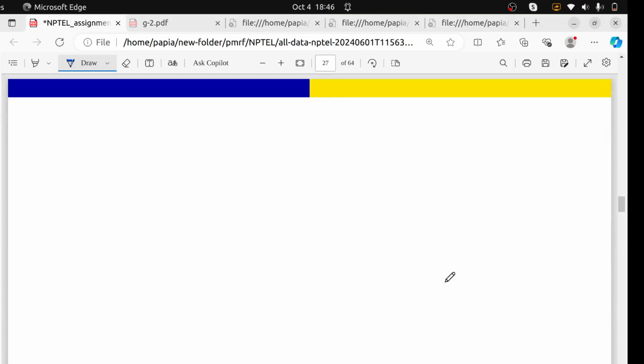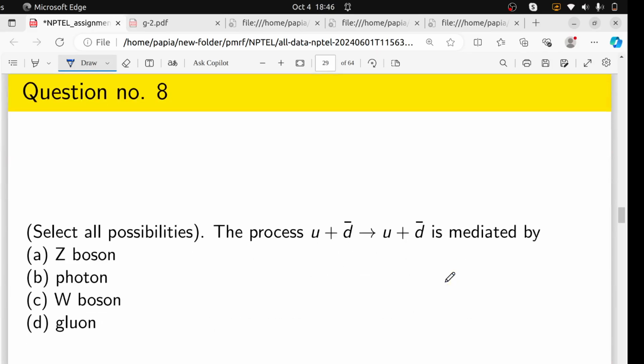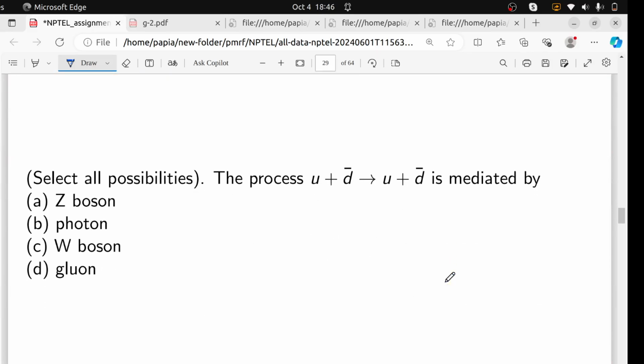Okay, fine. This question has already been done. Now we will come to the next question. Select all possibilities. The process U plus d bar going to U plus d bar is mediated by which interaction or which particle? Okay. U plus d bar going to U plus d bar.